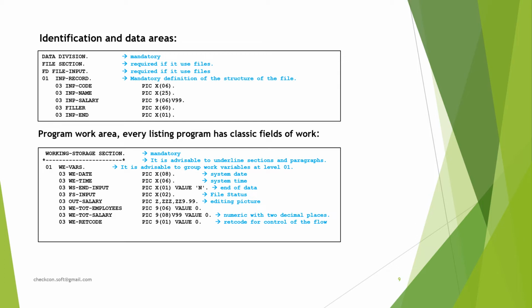File status. 03 out-salary PIC Z,ZZZ,ZZ9.99. Editing picture. 03 WE-tot-salary PIC 9(08)V99 VALUE 0. Numeric with 2 decimal places. 03 WE-rec-code PIC 9(01) VALUE 0. Rec code for control of the flow.